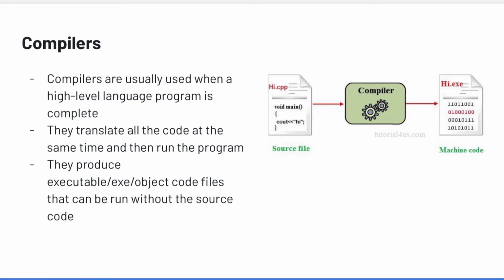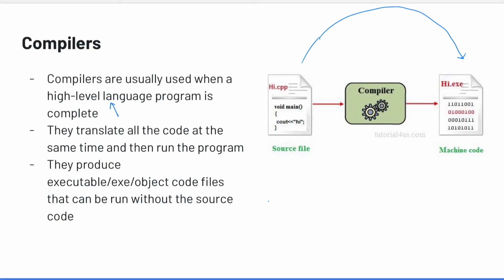Now, with language translators, we're talking about how to take code written in programming languages and translate it into machine code that can be executed on a CPU. So essentially, we want to go from a source file with our code to machine code. And there are a few ways to do that, a compiler being one of those. Compilers are usually used when a high-level language program is complete. So we've written the entirety of the program. They take all of the code in that program and then translate it to machine code. And when they do that, they also create an executable file.